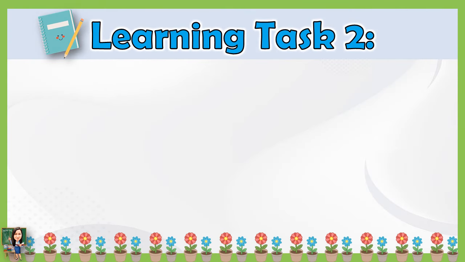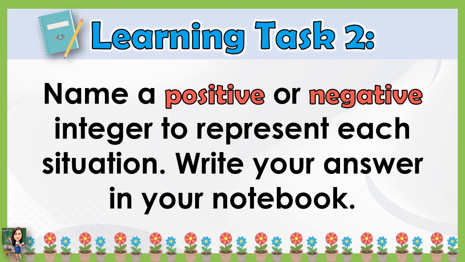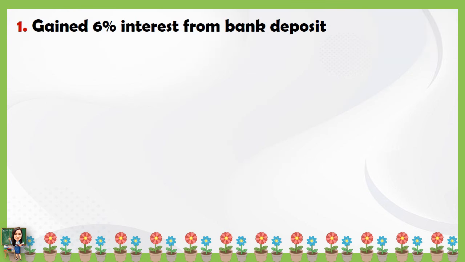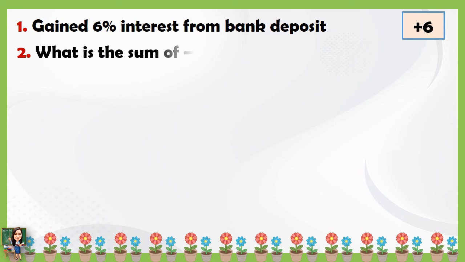Learning Task 2. Name a positive or negative integer to represent each situation. Write your answer in your notebook. Number 1. Gained 6% interest from bank deposit. What is 6%? Is it positive or negative? Very good! The correct answer is positive 6. Number 2. What is the sum of negative 3 plus 3? Very good! The correct answer is 0.